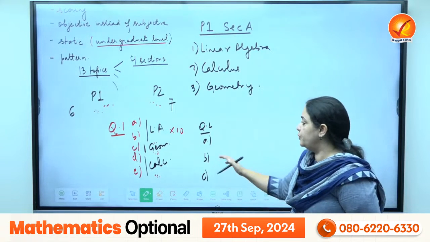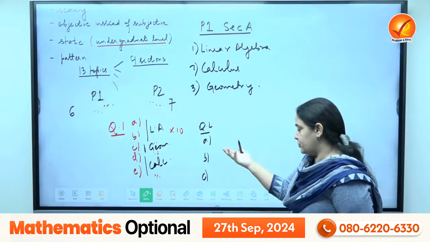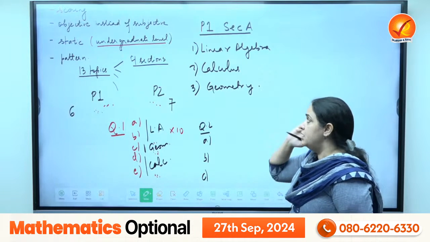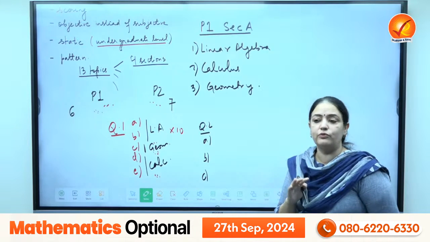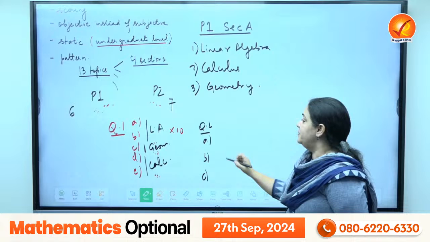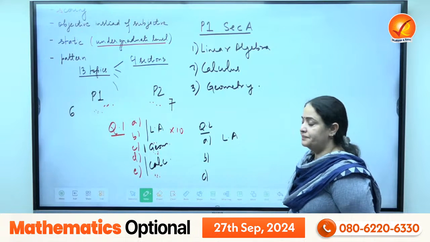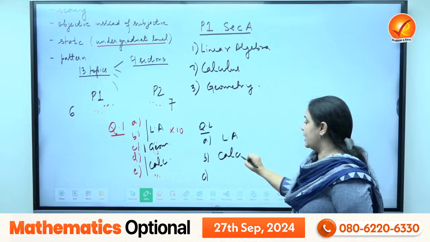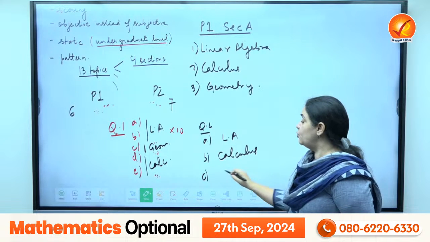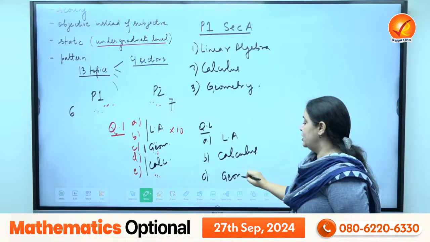But what they do now, and for quite some time, which is not just the current trend, it is almost like a compulsory pattern, is that question number 2A will be a linear algebra question. Question number 2B will be a calculus question. And question number 2C will be a question from geometry.